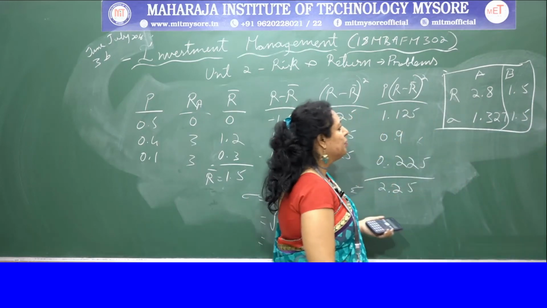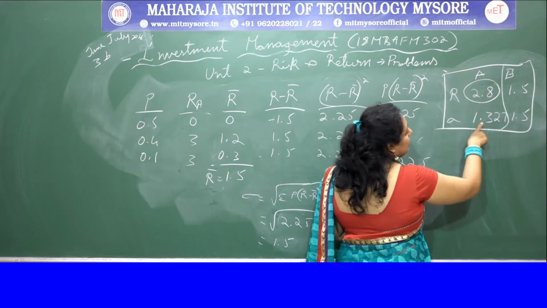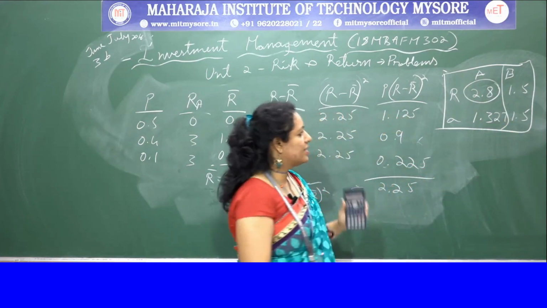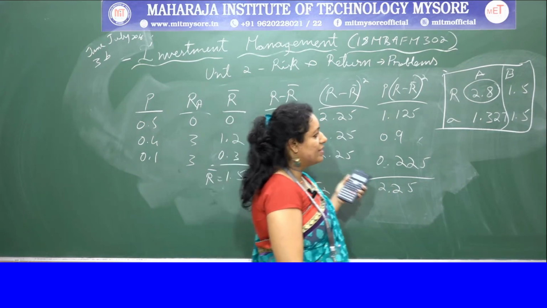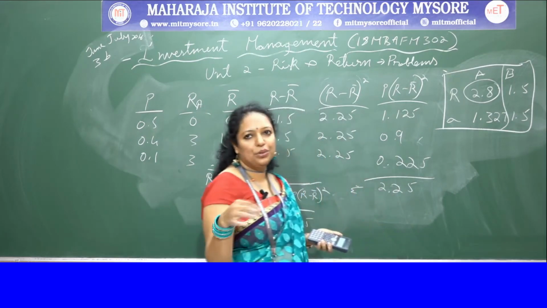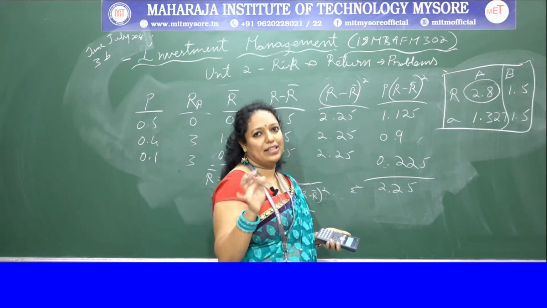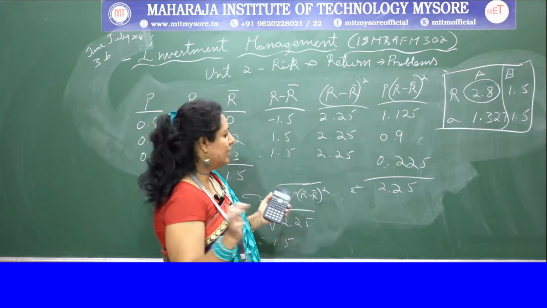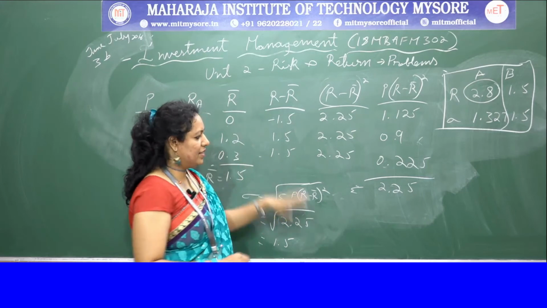So, here you can see security A, the return is higher, and the risk is higher, whereas in security B, the risk is less and return is also less. By comparing this, you can select security A. Even if you want, you can do CV. Whichever has got lesser CV is more consistent. Whichever has got higher CV is not that consistent. So, based on that also you can make the decision.